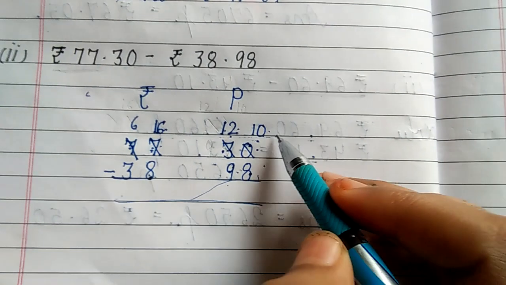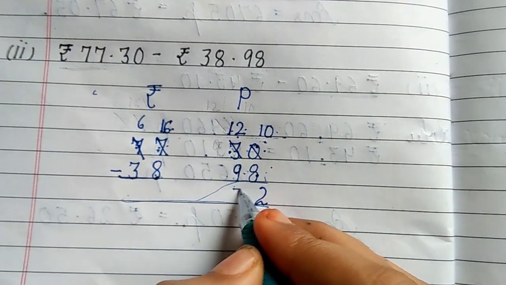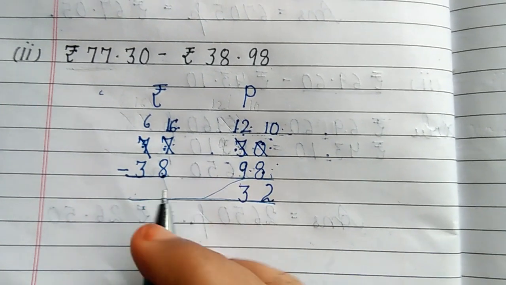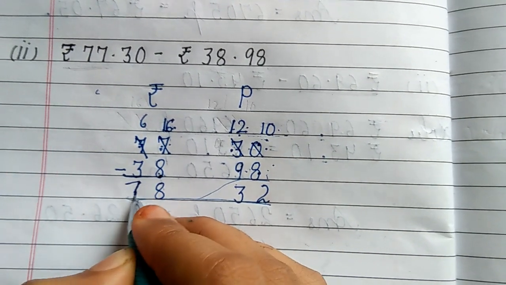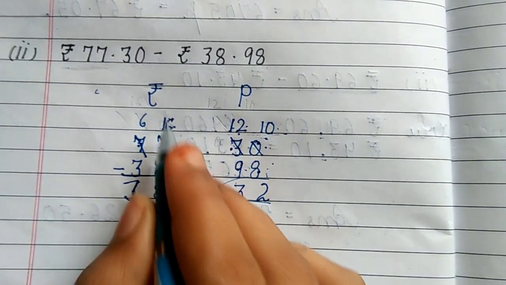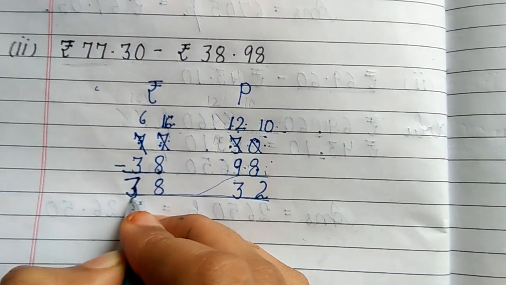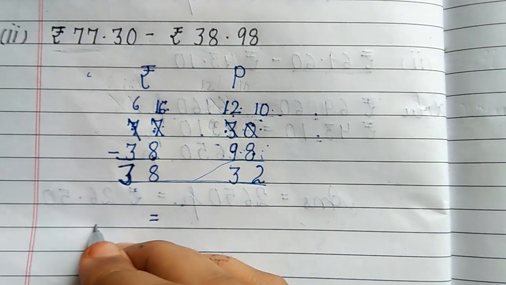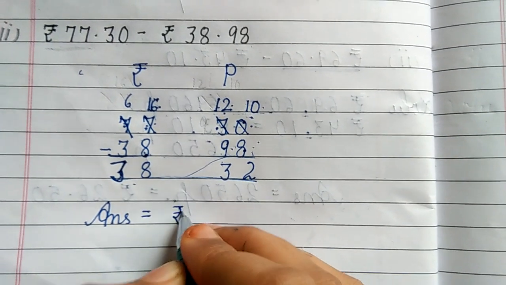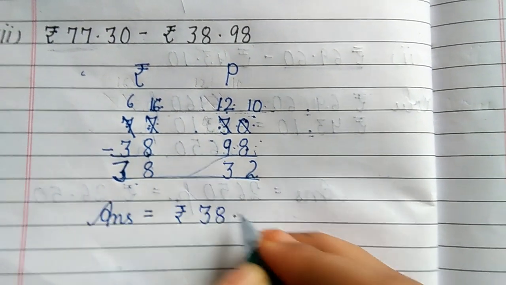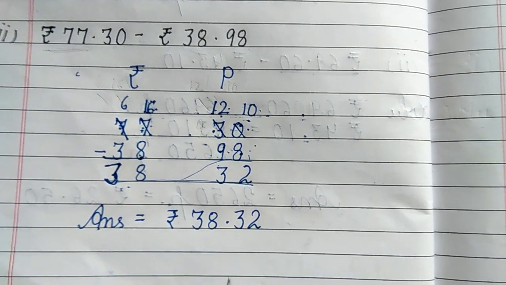Right? 10 minus 8 is 2. 12 minus 9 is 3. 16 minus 8 is 8. And 6 minus 3 is 3. So 38 is the rupees column and 32 is the paise column. Clear? That means rupees 38.32. Rupees 38.32. 38 rupees 32 paise. Students, is that clear? Okay.